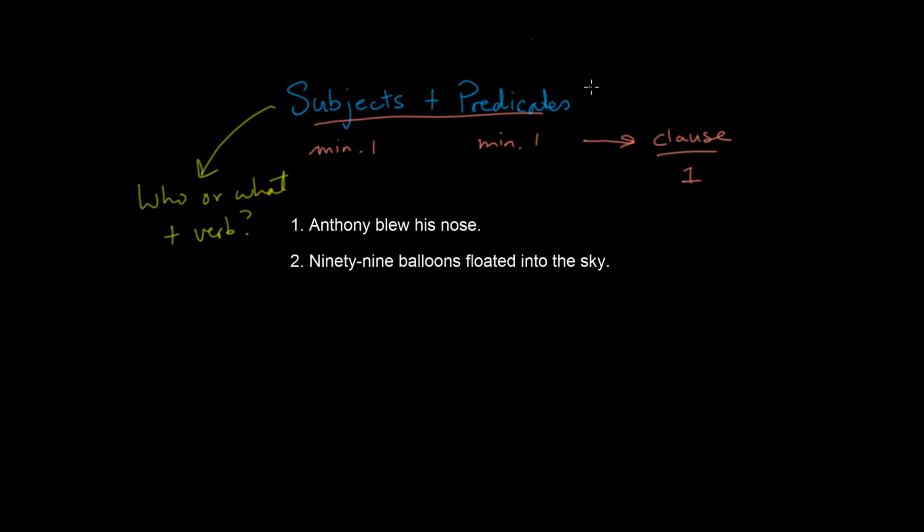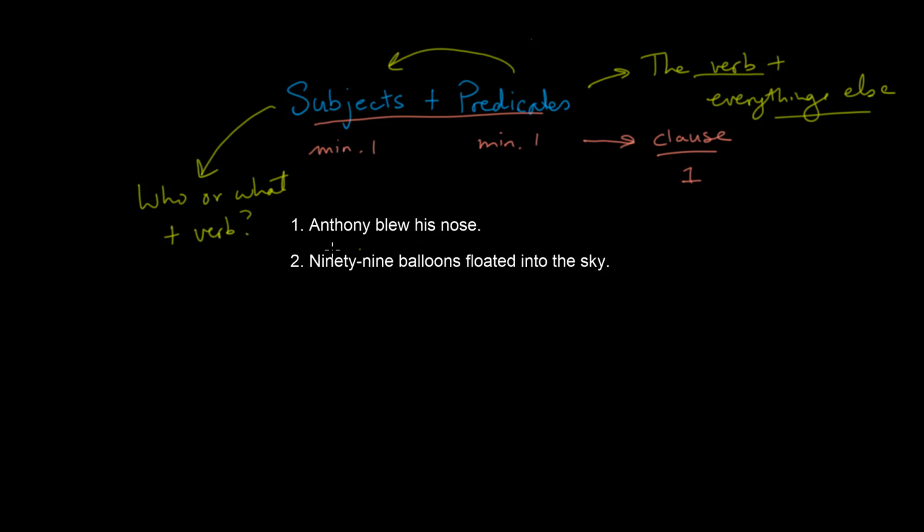And then the predicate is the verb plus everything else, and all of this tells us something about the subject. Okay, so these two definitely interact with each other. Let's look at some examples here.